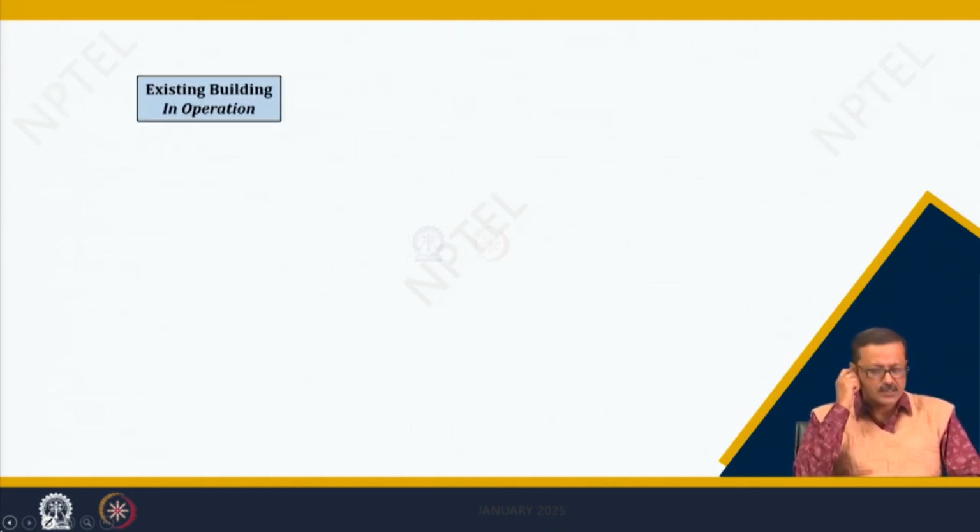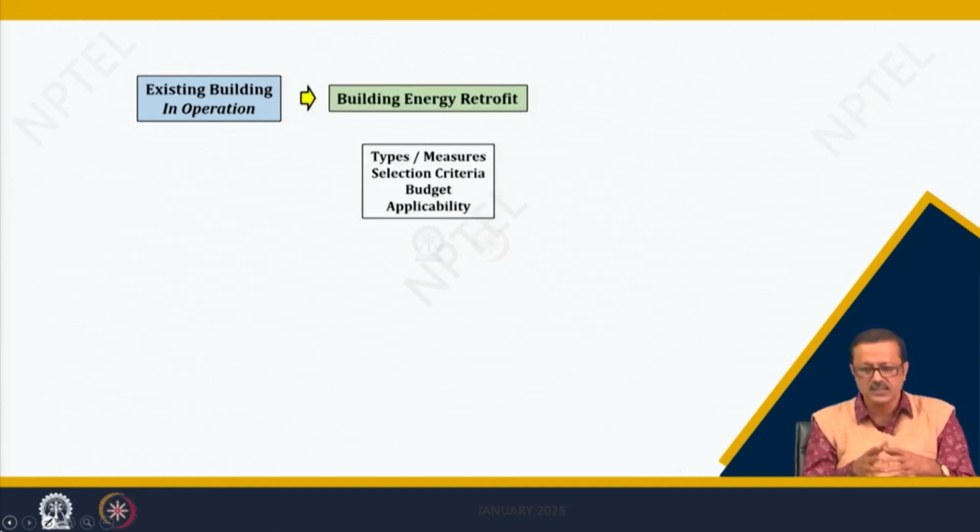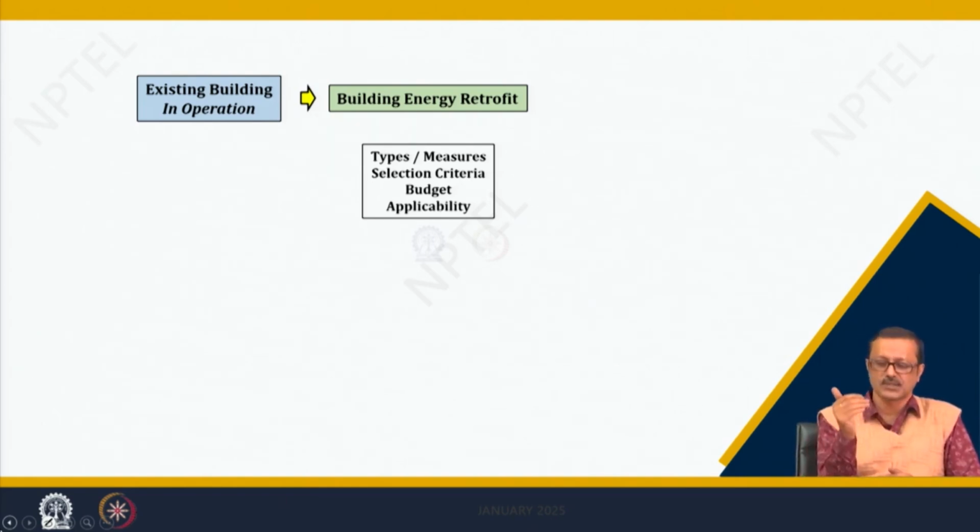So, here I have a flow diagram. There is an existing building in operation, and we require some kind of energy retrofit. That means we have to make some changes. We first have to see what types of retrofit and what measures we can take, and look at some selection criteria. We need to know the budget of my client, how much budget permits, and there is also applicability, how that can be applied in the building. Sometimes it may be under budget and under our wonderful selection criteria as the best option, but it may not be applicable.